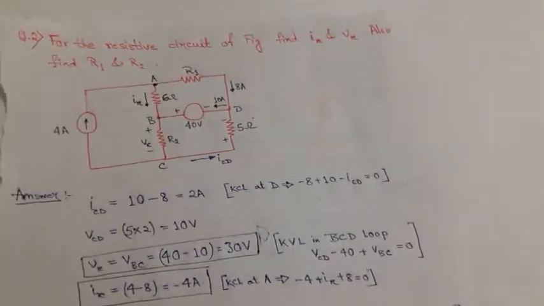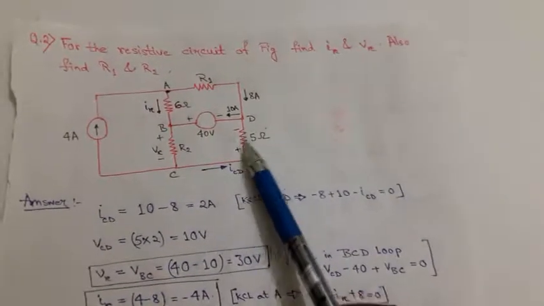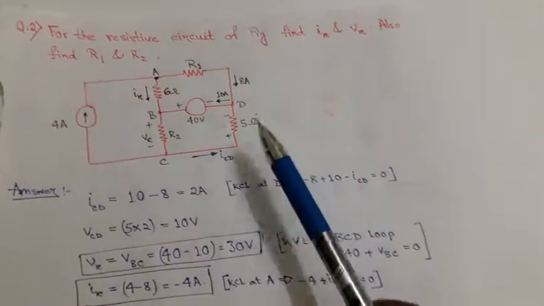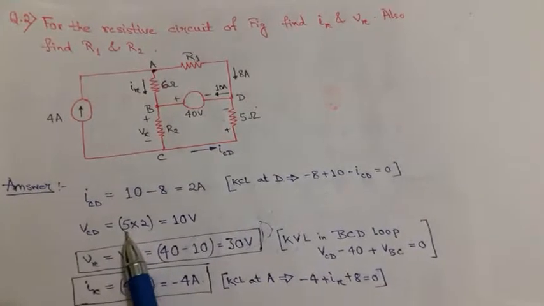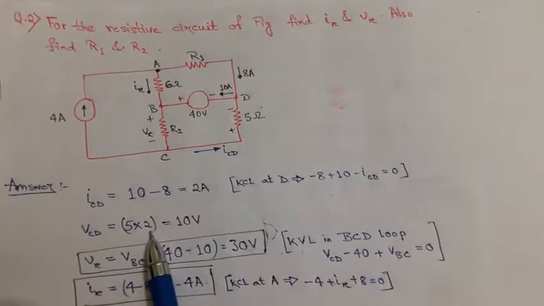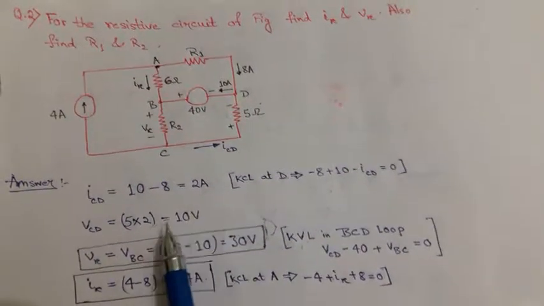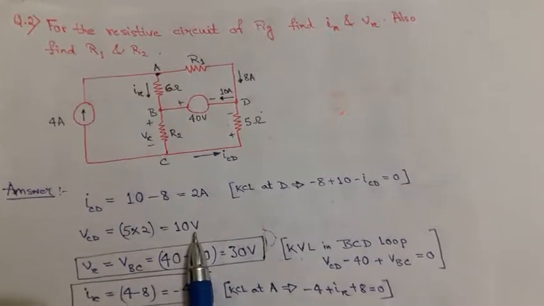Now second, what is VCD? That is the voltage across this resistor. VCD is equal to 5 ohm times 2, that is the ICD current value. So VCD is equal to 10 volt.